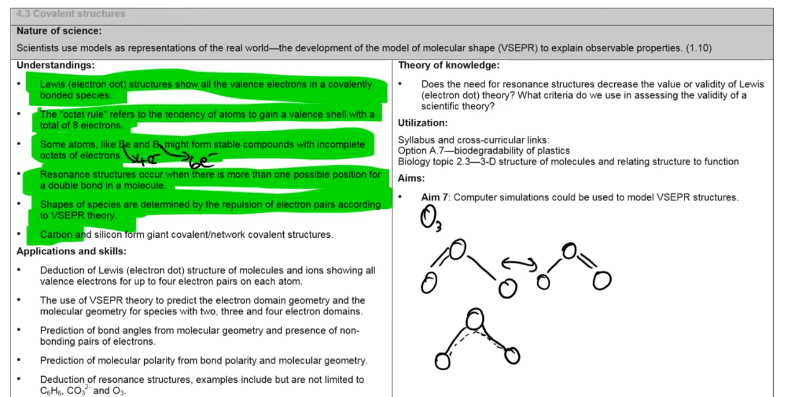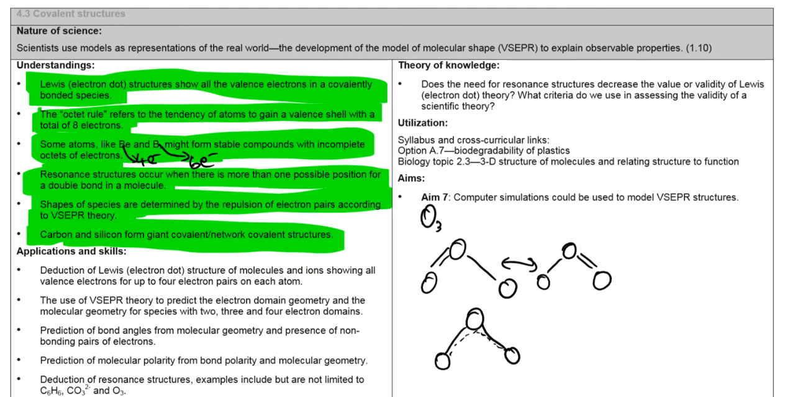Carbon and silicon form giant covalent structures, so these are just things you have to remember. Giant covalent networks have different properties from normal covalent structures. These are more to do with the physical properties of ionic substances, where you basically have a whole lattice of these carbon atoms. Like a diamond, you have a huge lattice, one single molecule of just carbons.